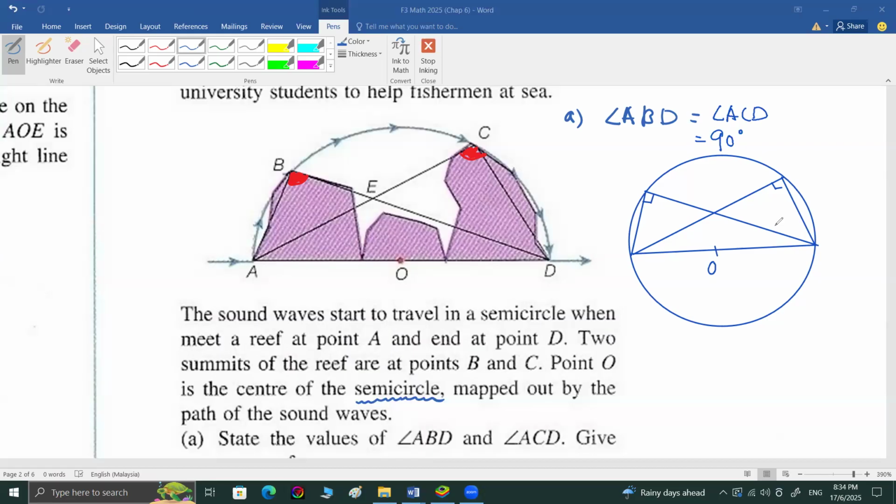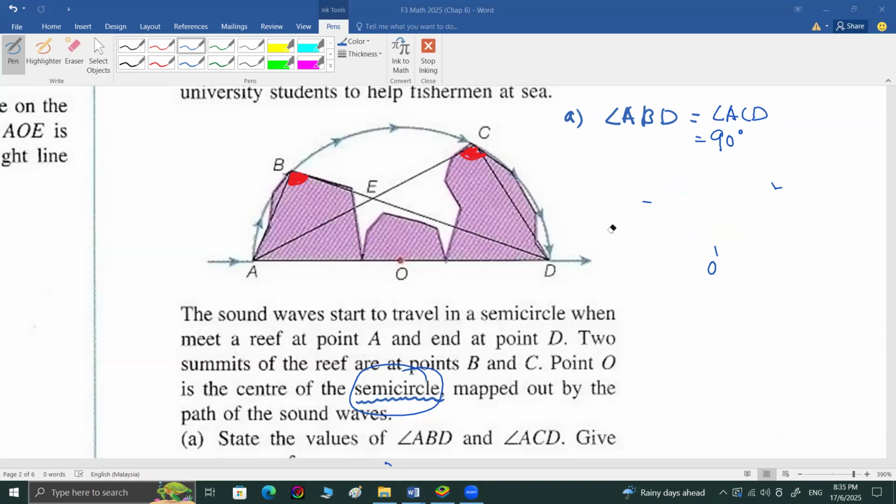Okay, and follow? Then you're asked to give the reasons. So how? The keywords here, how are you going to explain? You say, because point B and C are at the circumference of the semicircle. Yes, okay, now where AOD is what? AOD is a diameter. Okay, so I show you how to explain that, class.